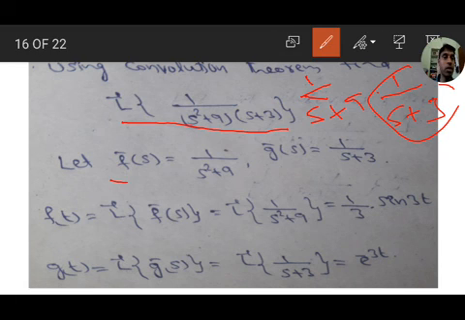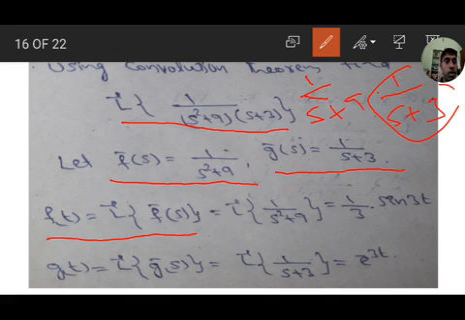So let f bar s equal 1 by s square plus 9, and g bar s equal 1 by s plus 3. These are the two functions we are taking. So f of t equals L inverse of f bar s, that is L inverse of 1 by s square plus 9, which is 1 by 3 into sin 3t. For L inverse of 1 by s square plus a square, the formula is 1 by a into sin at. Here a square is 3 square, so a equals 3. So 1 by 3 into sin 3t.